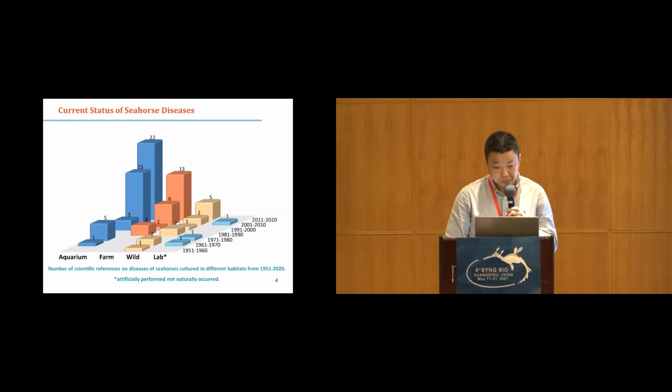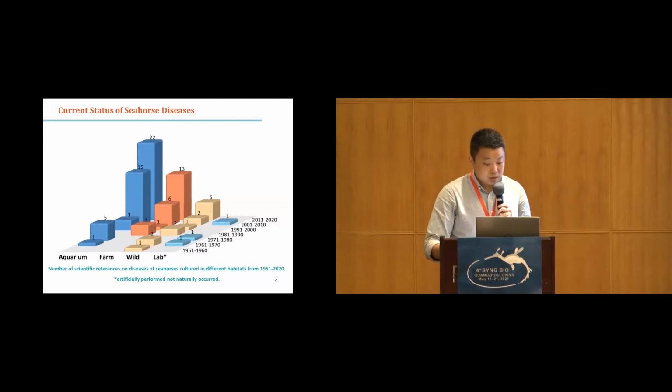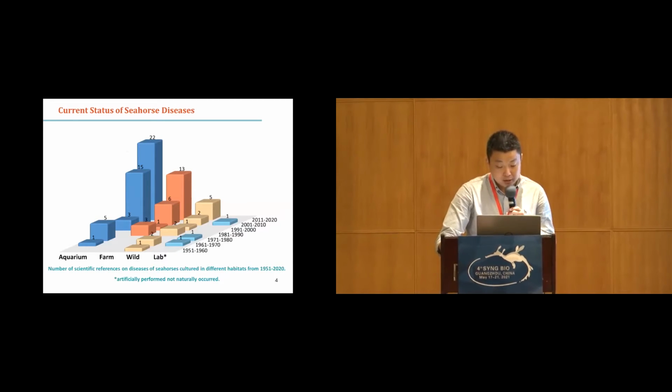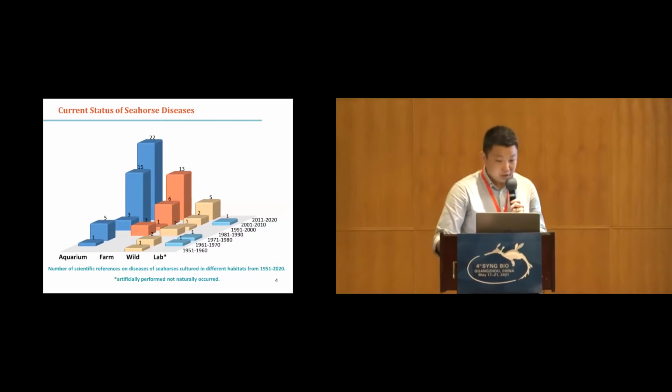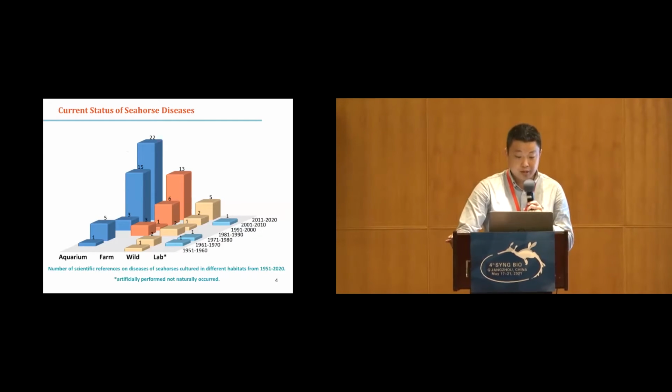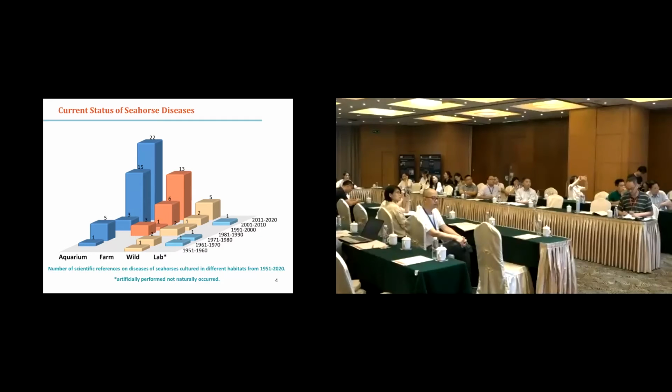So we researched and analyzed all the scientific publications from 1951 to 2020, and we can see that all these references can be grouped into four groups according to the different habitats where seahorse disease occurred: aquarium, farm, wild, and lab. And entering this century, the number of these publications increased 3 times.